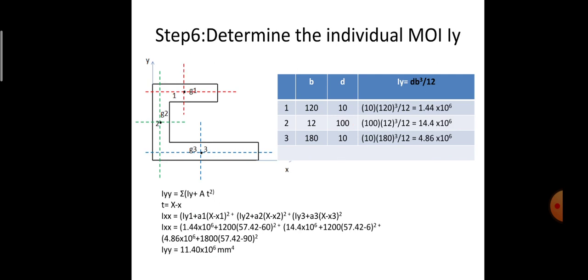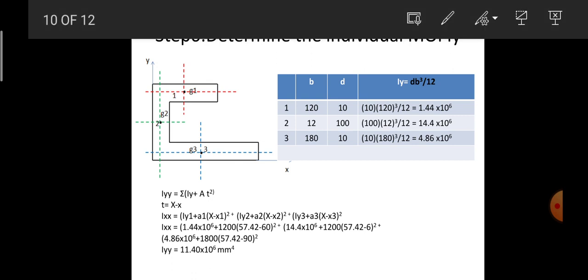Coming on to determination of moment of inertia in the Y direction, we first compute for the individual rectangles. It will be equal to dB cube by 12. These are the values of the dimensions for the rectangles which we have. If I substitute that, I'll get these values: 1.44 into 10 power 6, 14.4 and 4.86 into 10 power 6. Then I have to make use of the equation Iyy is equal to sigma Iy plus At square, by the application of the parallel axis theorem.